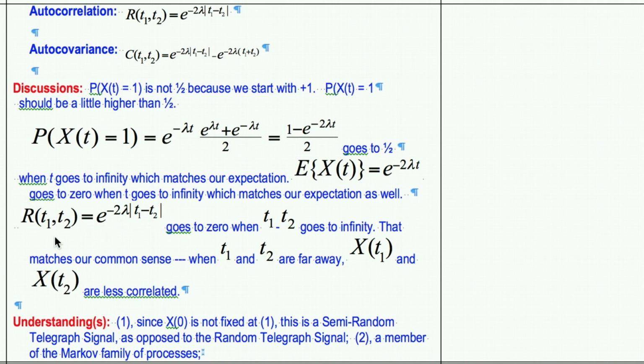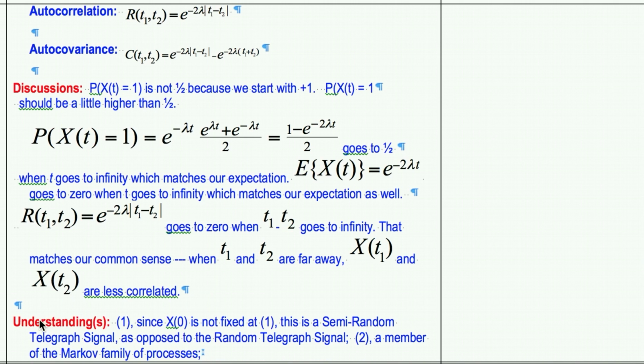R of t1, t2, the autocorrelation, is equal to e to the minus 2 lambda, the absolute value of t1 minus t2. It goes to 0 when t1 minus t2 goes to infinity. That matches our common sense: when t1 and t2 are far away, x of t1 and x of t2 are less correlated.